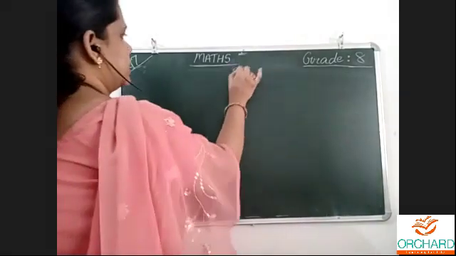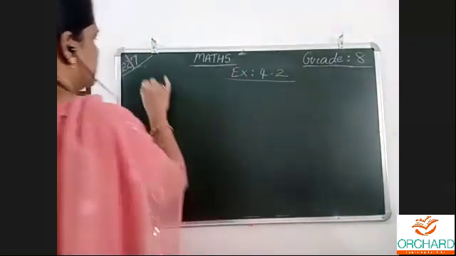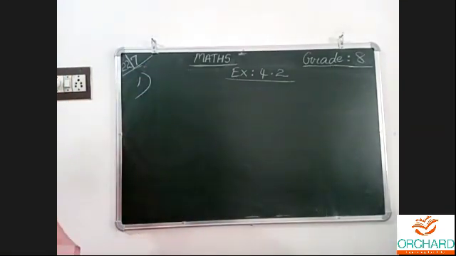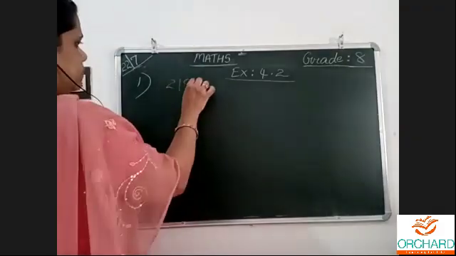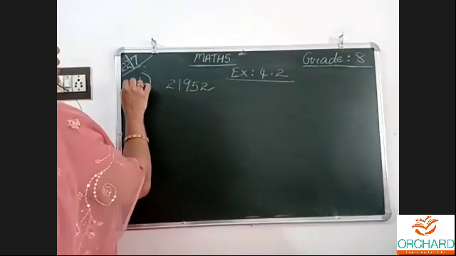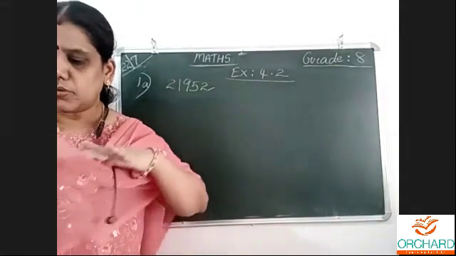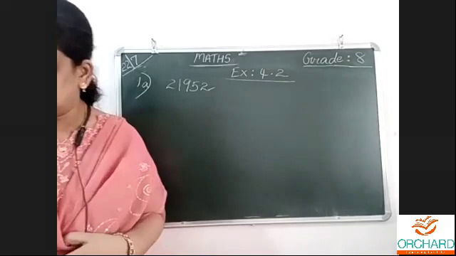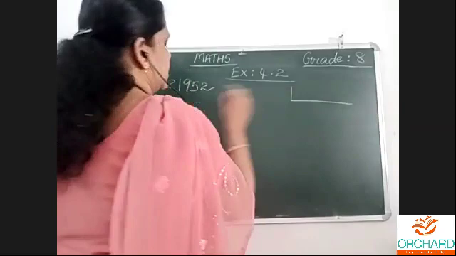Exercise 4.2. Question number 1. A, B, two sums are there. One I will do. 21952. A1, 1A. Find the cube root of the following numbers using prime factorization. This is the question. Let us start with the question.